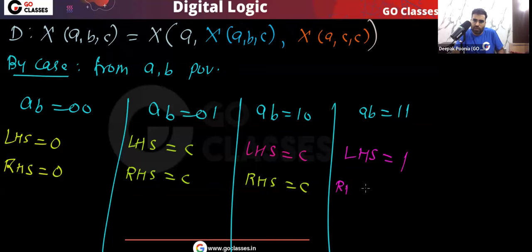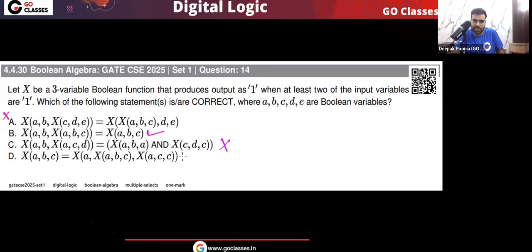RHS is also 1. Okay. So finally I can say that in all the cases, LHS and RHS are the same. So I can say this option D is also valid. Okay, option D is also valid. Is this clear to everyone?